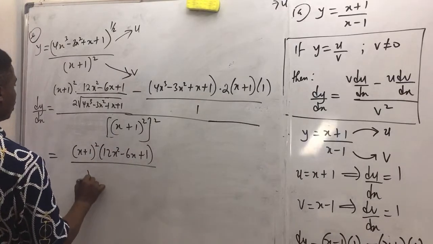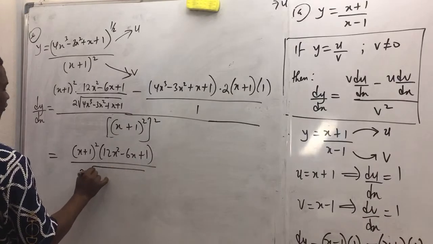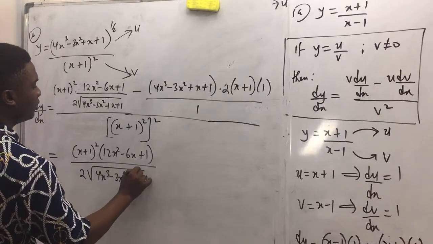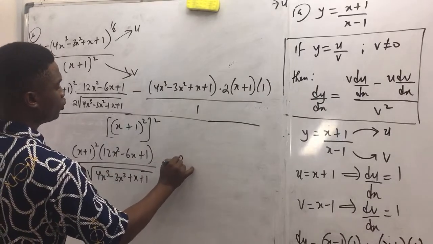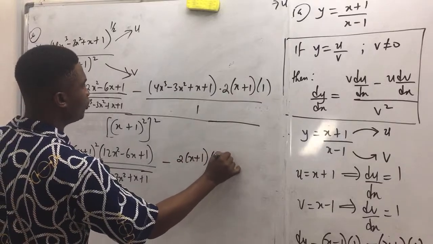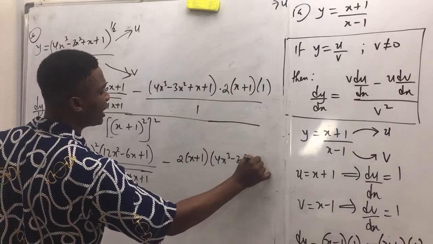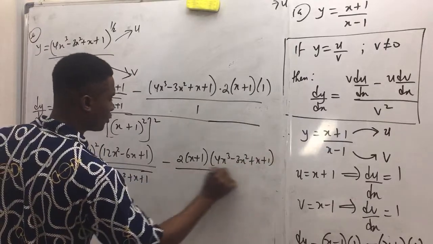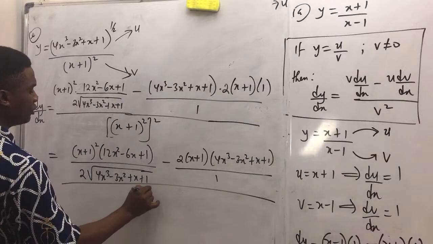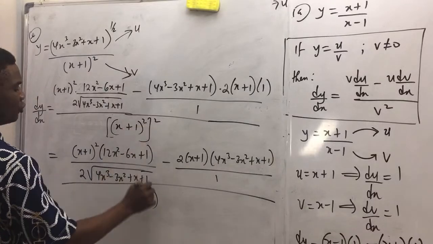all over square root 2 square root of 4x cubed minus 3x squared plus x plus 1 minus 2x plus 1 in bracket 4x cubed minus 3x squared plus x plus 1. So all over 1 all over x plus 1. 2 times 2 will give you 4.